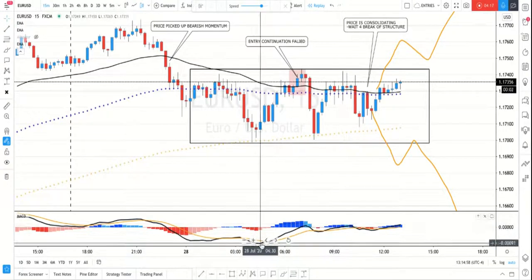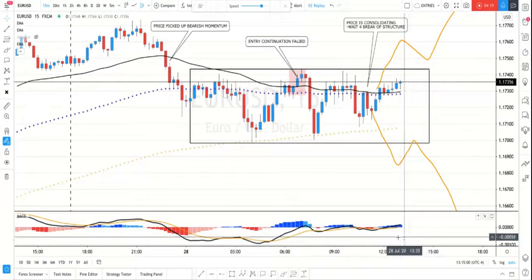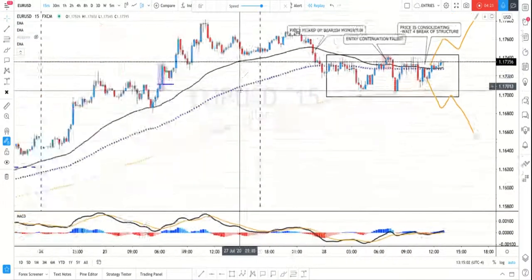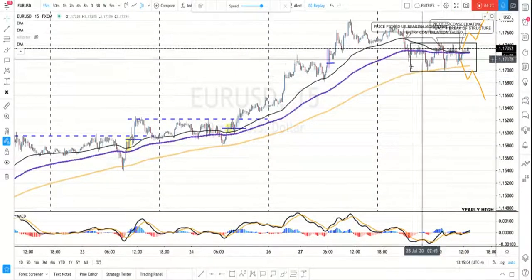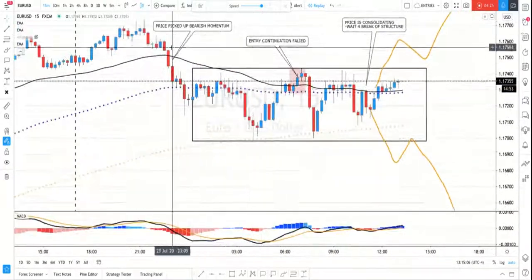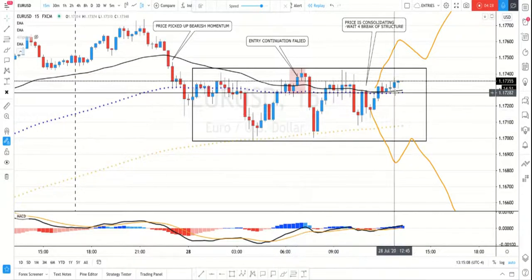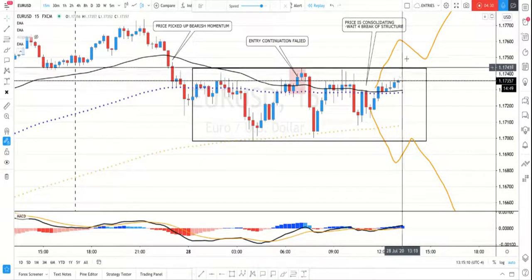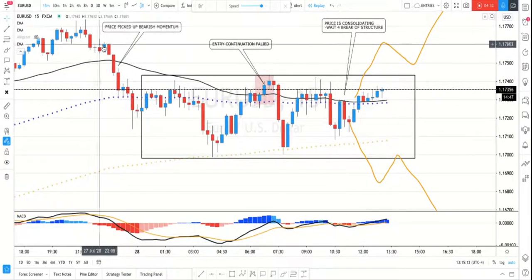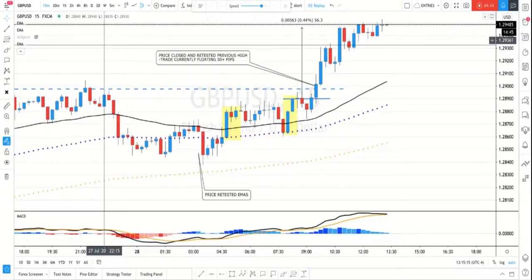But as we can see, the EMAs and the MACD are telling me it's bullish momentum. The structure overall is still bullish. So anytime I get a pullback like this and then it continues up, I can be expecting bullish momentum to continue. So overall, I would say I'm long on the euro.